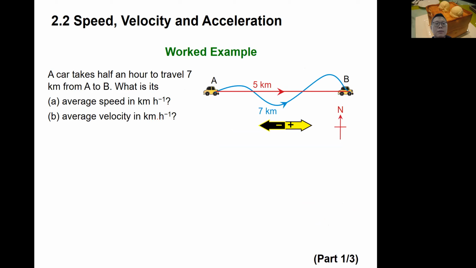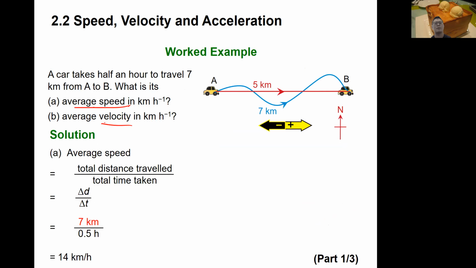Now, for example, speed and velocity. Remember, speed is the actual path I travel. Velocity is the shortest line between start and end. So average speed is total distance divided by total time. Total distance, whether it's the blue or red path. Let's say I use the blue one. So this is the blue path.